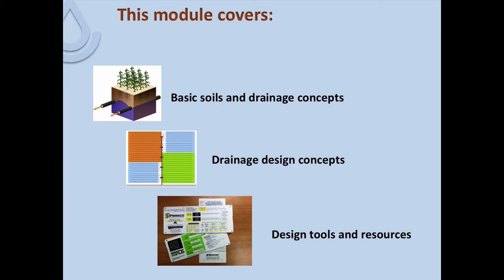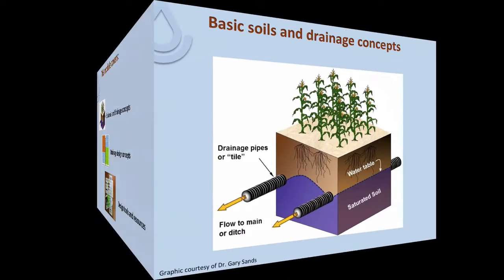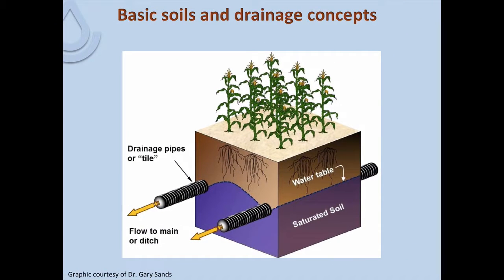Diving right into the basics of soils and drainage concepts, what we're talking about in this and the other modules is subsurface drainage as opposed to surface drainage, where perforated drain lines are buried in the soil profile, typically 2.5 to 5 feet deep, designed to allow excess water when it develops in the soil to have a pathway to flow from the field to an outlet. Historically, clay or concrete tiles were used, and this is where the term tile drainage comes from. But almost all systems these days are designed using plastic perforated pipe.